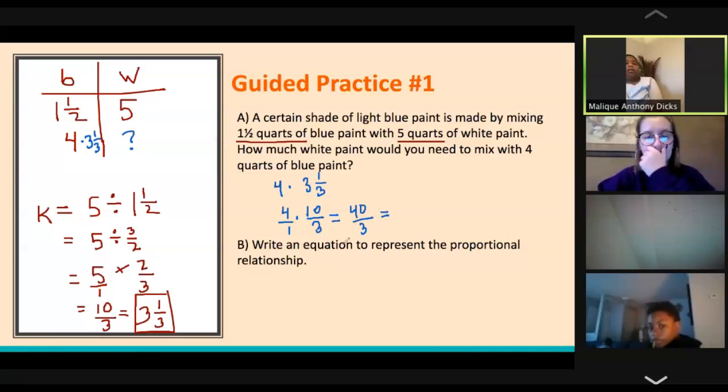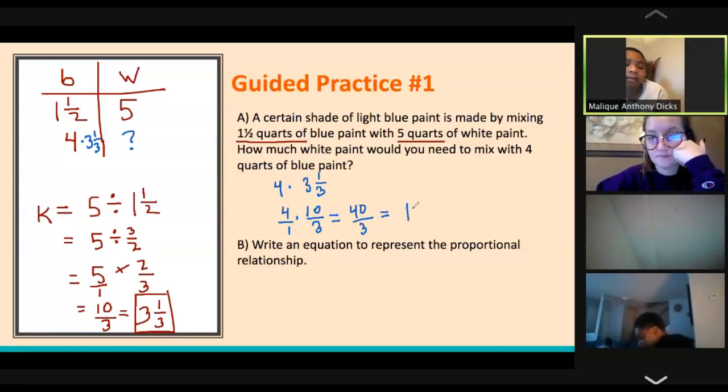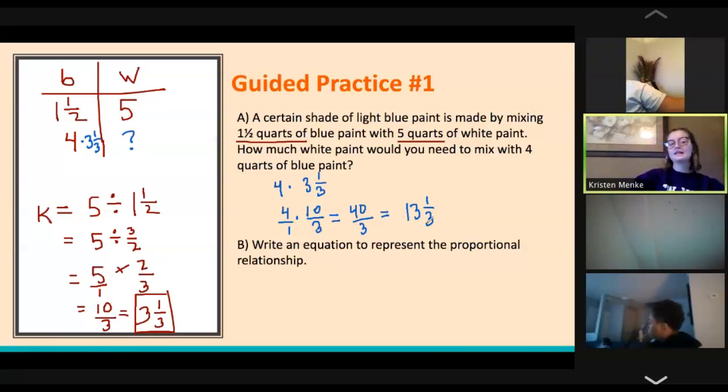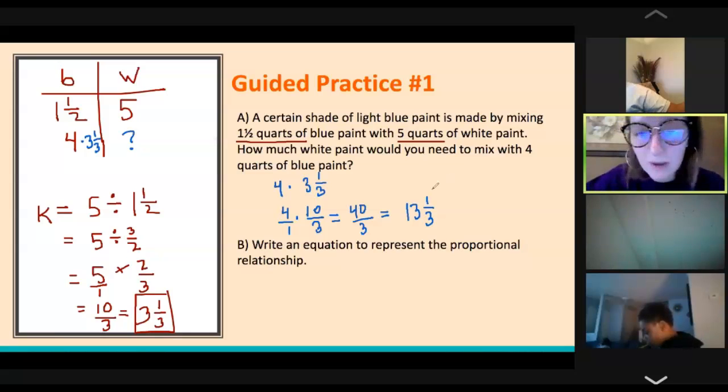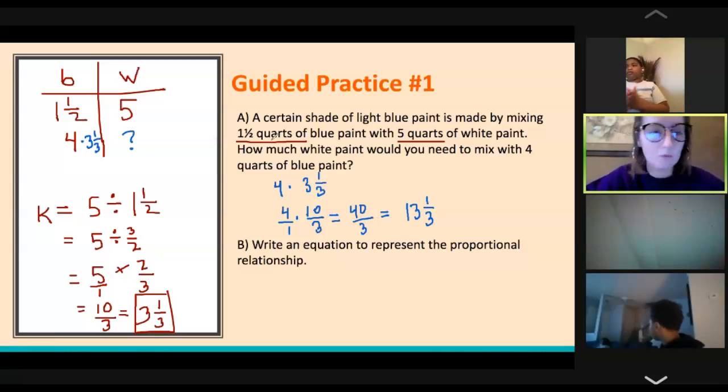Because I know that 40 over 3, and if I can do 13 times 3, that would be 39, and there's one left over, so I just put that on top of the 3. Perfect. So we can see 3 can go into 40 13 times. You could write your multiples of 3 off to the side. Some of you might just put 40 divided by 3 into your calculator to see what the whole number is. Whatever method works for you, but either way, we know 40 over 3 is 13 and 1/3, which means we need 13 and 1/3 cups of white paint to mix with 4 quarts of blue paint.